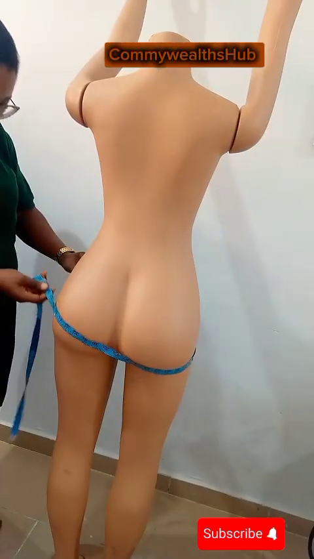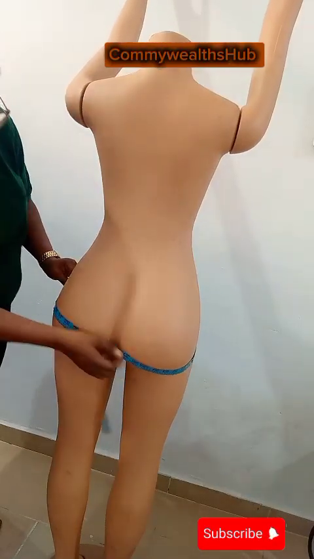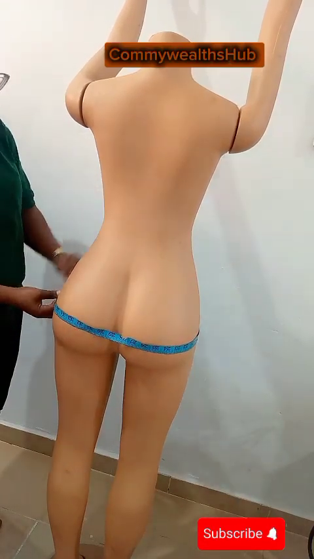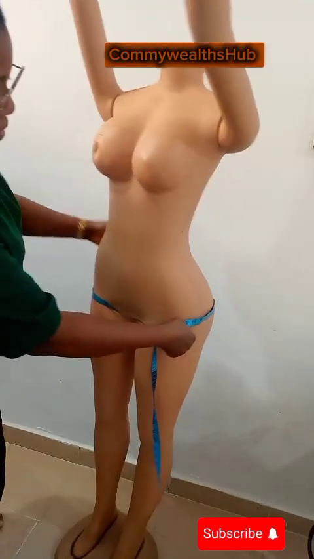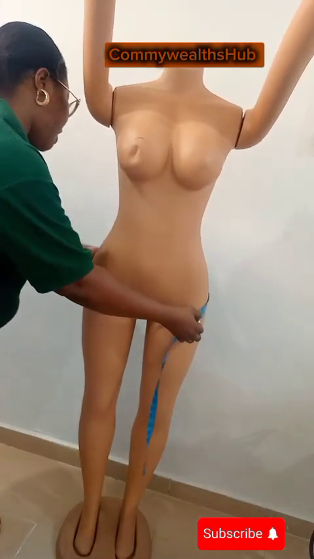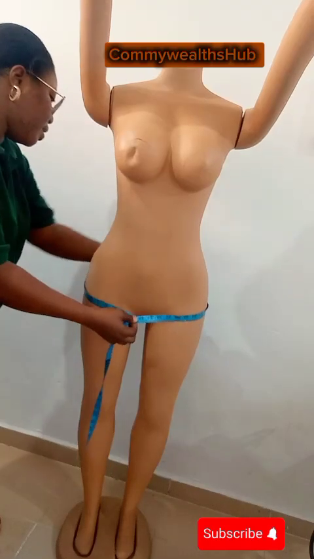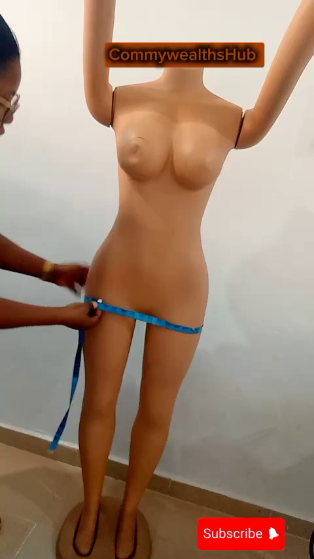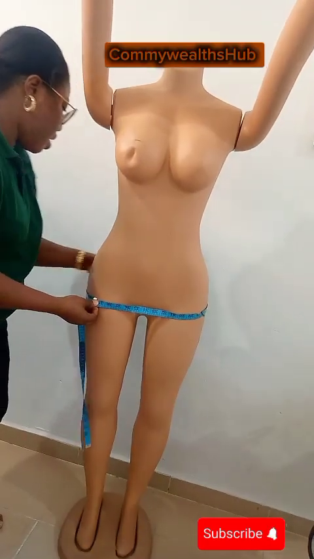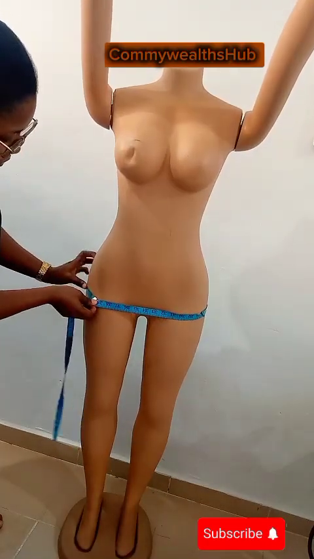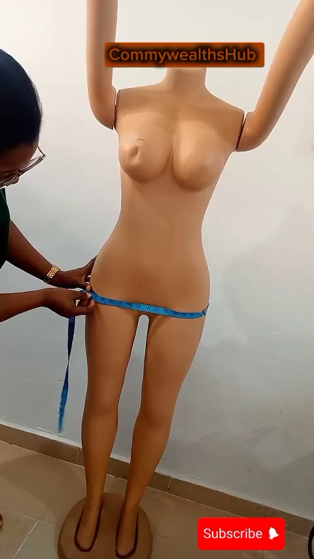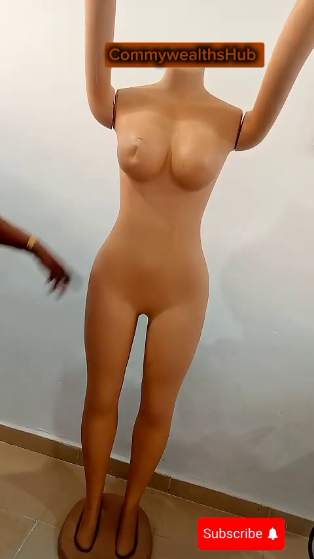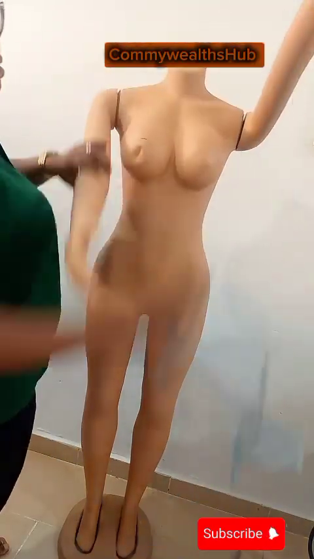That's where you take it from. Can you see? Take it round this point. And you see what I just did? And then let me turn it back. So as you are measuring, check very well to be sure that you are doing the right thing. Position and adjust your tape. Your hip measurements. This is it. Adjust it and ensure it is giving you the right thing. So I have about 39.5. 39.5 is the hip of this mannequin.